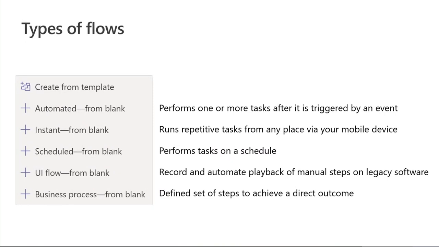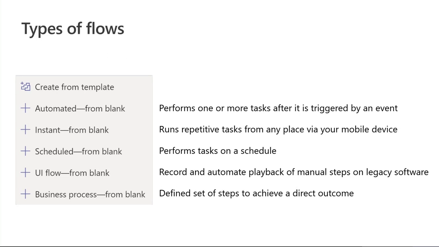There are different ways of creating flows from scratch. Automated, instant, and scheduled flows are your standard types of flow using a template, just with different triggers. So automated is where your data has changed, such as adding a file to SharePoint, and you want that to trigger a notification. Instant runs repetitive tasks, often from a mobile device and by pressing a button, or having one as a schedule, so the trigger begins at a certain time, which is great for creating reminders.